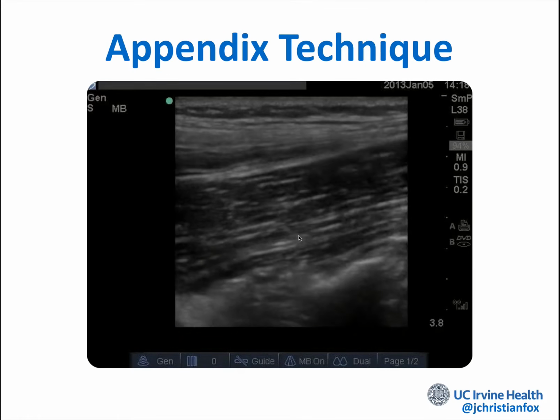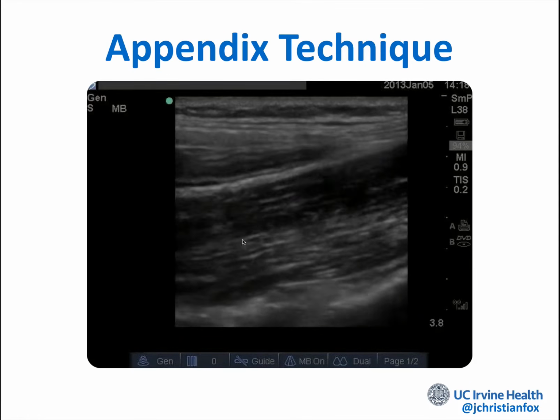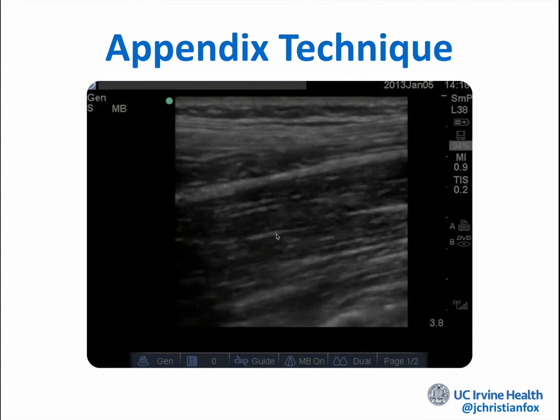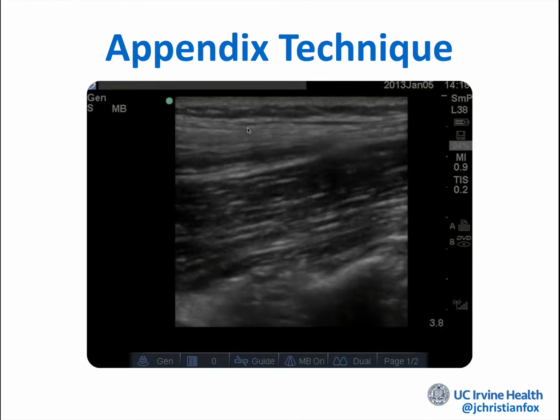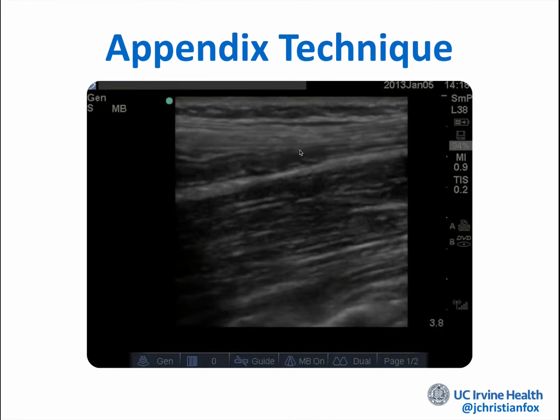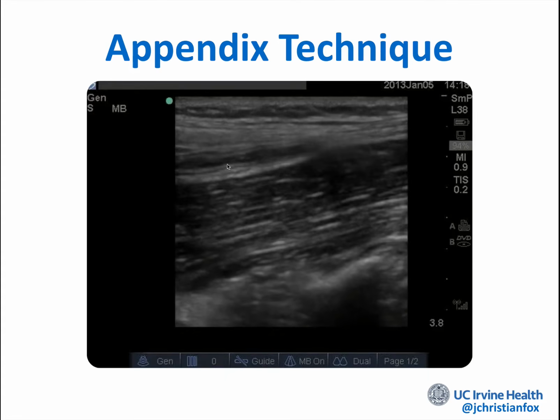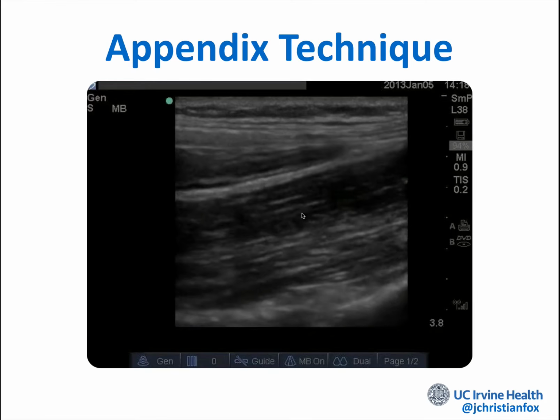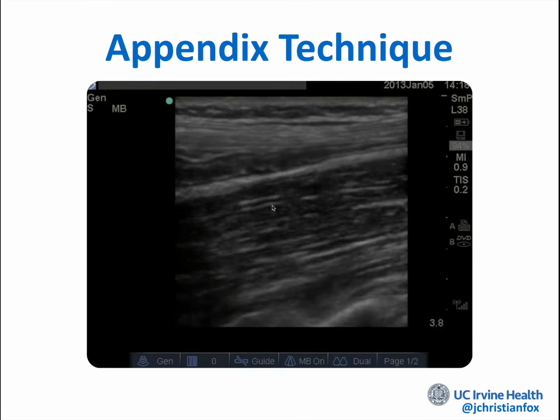Again, what we're looking at is psoas muscle now seen in a longitudinal plane. We've got the probe indicator towards the patient's head, and this is the abdominal wall up here, and we can see a normal-looking appendix with its blind-ended tube here, just sort of sandwiching out between the psoas and the abdominal wall musculature.